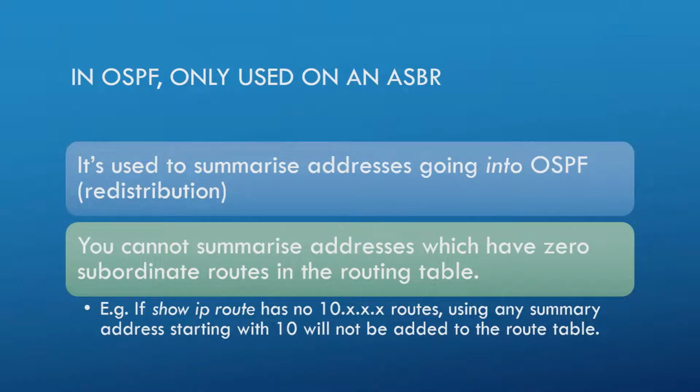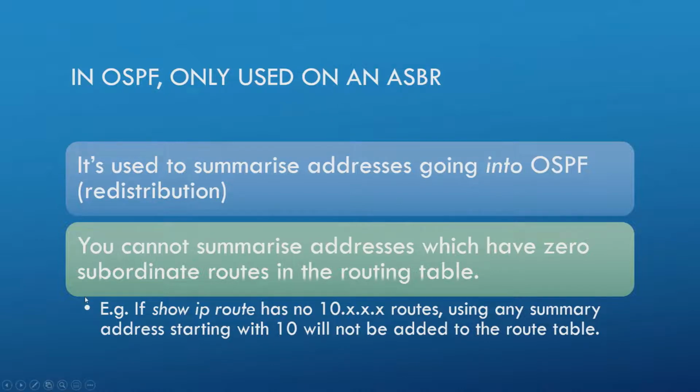Now, if we consider OSPF's options when it comes to summarization, it's used on the ASBR, something that's connecting OSPF to some other routing process, rather than an ABR. So if it's redistributing some other routing protocol into OSPF, it's at that point where we can configure the route summarization.